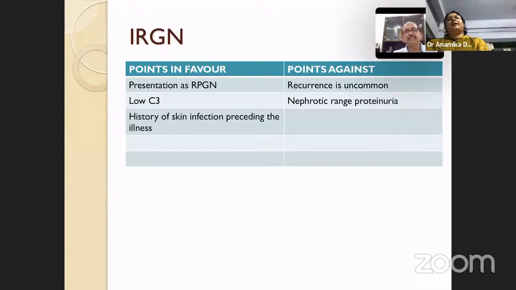So after combining the investigations as well as my clinical history, I enlisted the points in favor and points against the respective differential diagnoses which I had put forward previously. Firstly, IRGN, like I mentioned, points in favor were the clinical presentation, history of skin infection which was preceding the illness, and low C3 as well. However, points against were recurrence, which is very uncommon, and also the patient had nephrotic range proteinuria. So these are relatively uncommon.